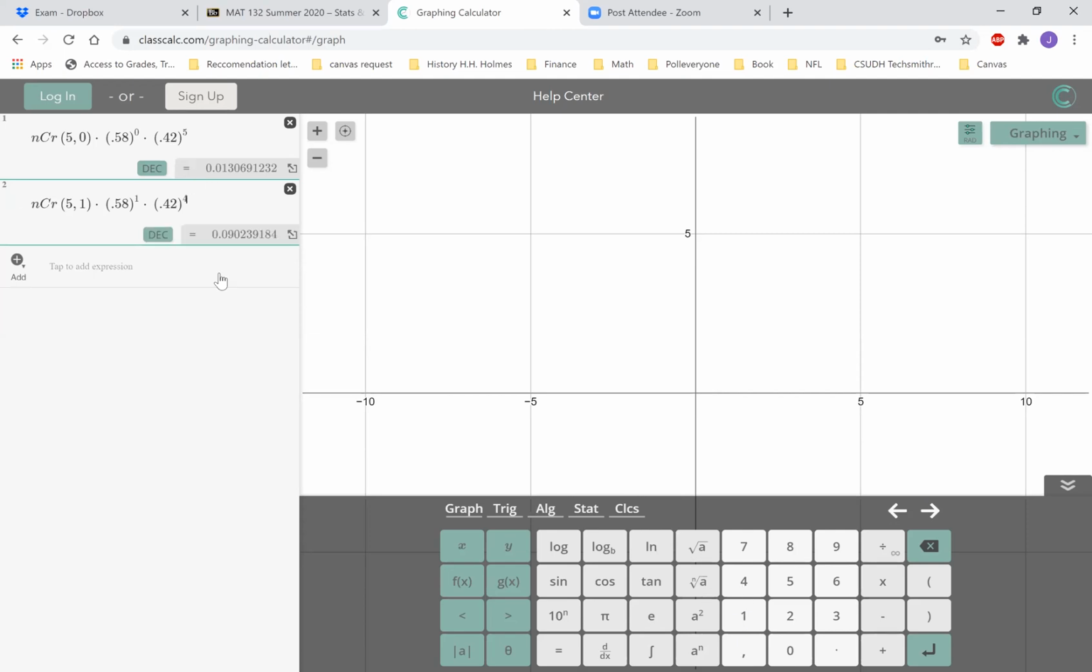So if you look at that, you get 0.0902. All right, so that's our second answer. So that one, x is equal to 1. So let's go ahead and go on to the next one.